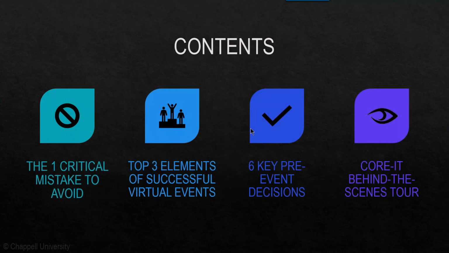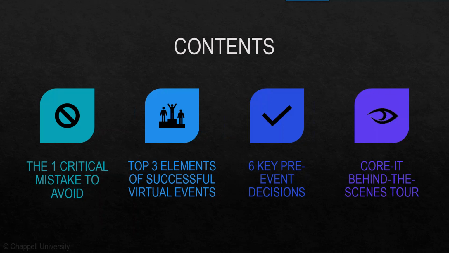All right, so here are the 4 sections in this presentation. We're going to start with the one critical mistake that I want you to avoid. And I am seeing everybody go and make this mistake right now as they move over into the world of hosting virtual events. So we're going to start off with that one. Then we're going to go through the top 3 elements of successful virtual events. These 3 items are key. You must master all 3 of these items in order to have a successful online event.